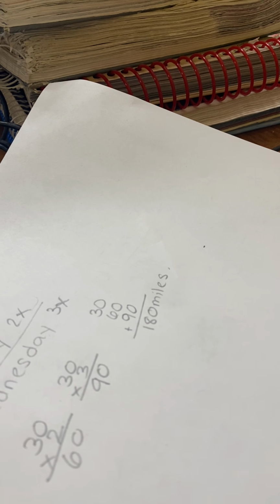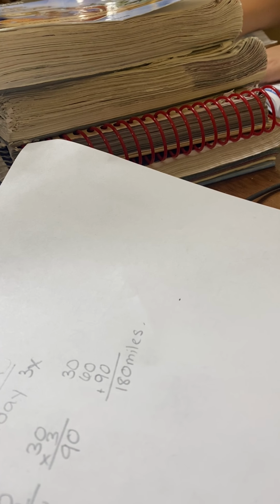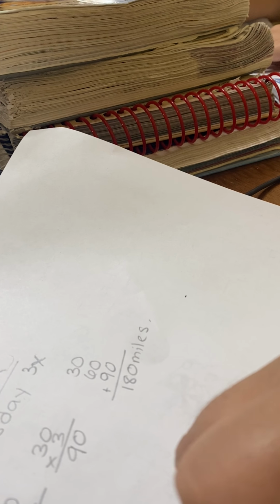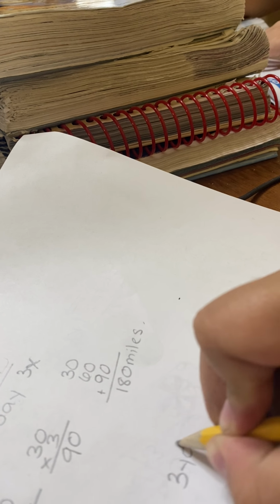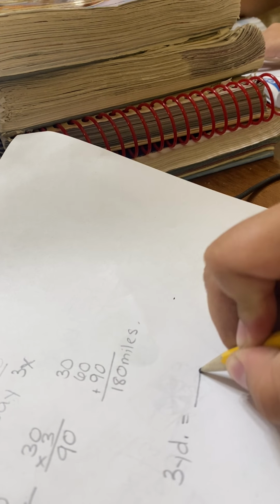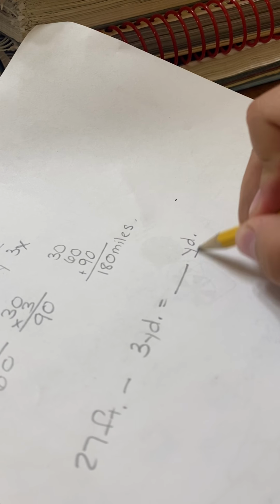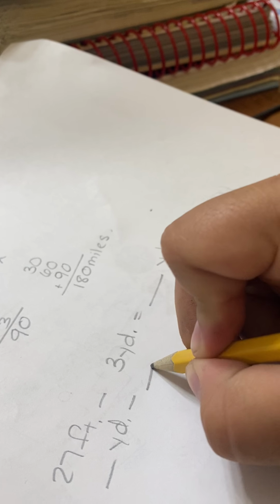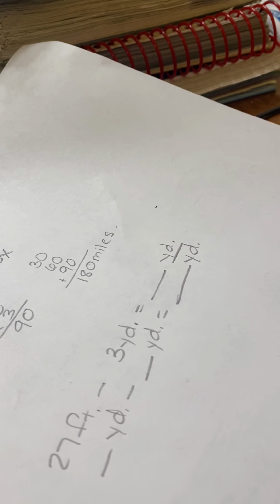Now for B. Mrs. Williams had 27 feet of cloth. She used 3 yards of it. How many yards does she have left? So here we have to do an equation which is 27 feet minus the 3 yards that she used equals how many yards? Whatever we have in the back here, which is yard, we bring it down. Yard minus yard equals how many yard?